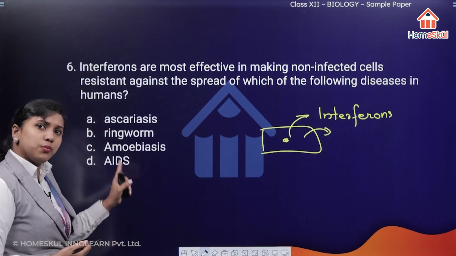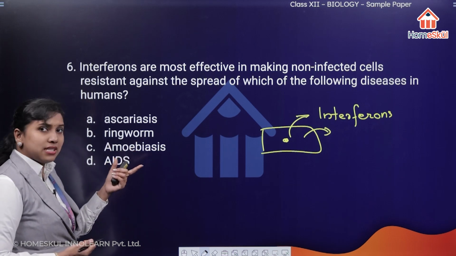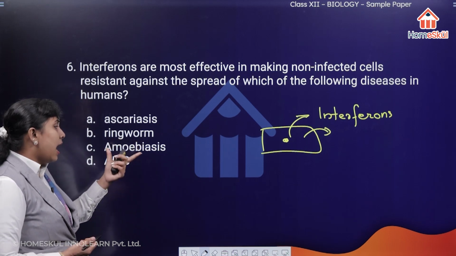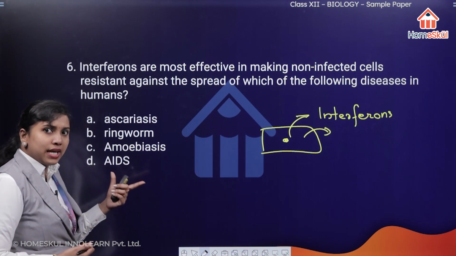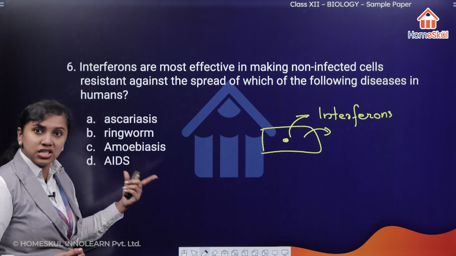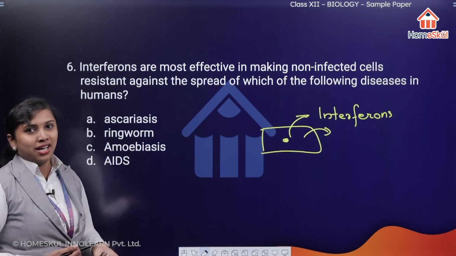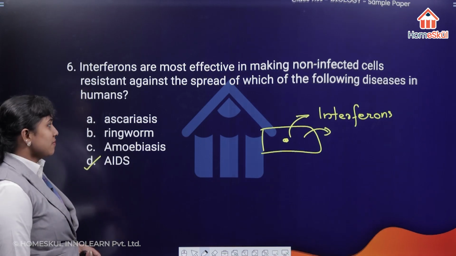So, among these options, which is a viral disease? See, option A, Ascariasis, it is a worm disease; ringworm, it is a fungal disease; amoebiasis, it is a protozoan disease; and AIDS. We know that AIDS is caused by the human immunodeficiency virus, right? HIV. So, definitely the answer is option D only, AIDS.